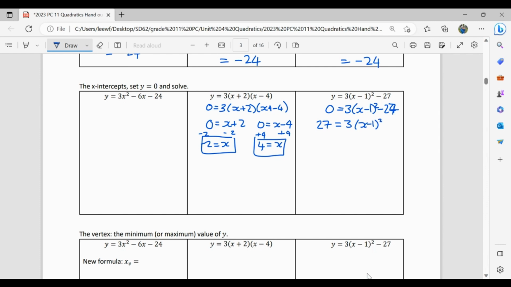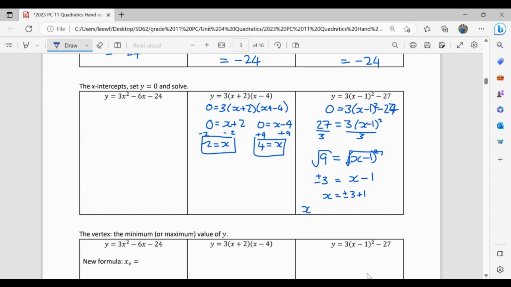And this is lovely because both sides have a factor of 3, so divide both sides by 3. We get 9 equals (x minus 1) all squared. Again, this is lovely because 9 is a square number, so when we take the square root of both sides, we get plus or minus 3 is equal to x minus 1. And finally, we add 1 to both sides. So x is equal to plus or minus 3 plus 1.